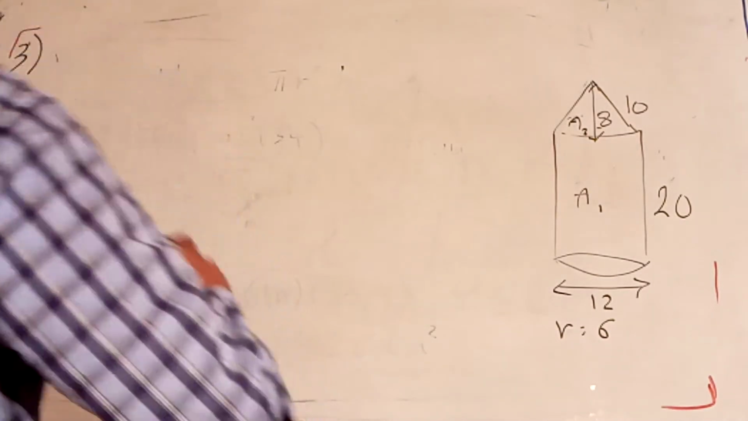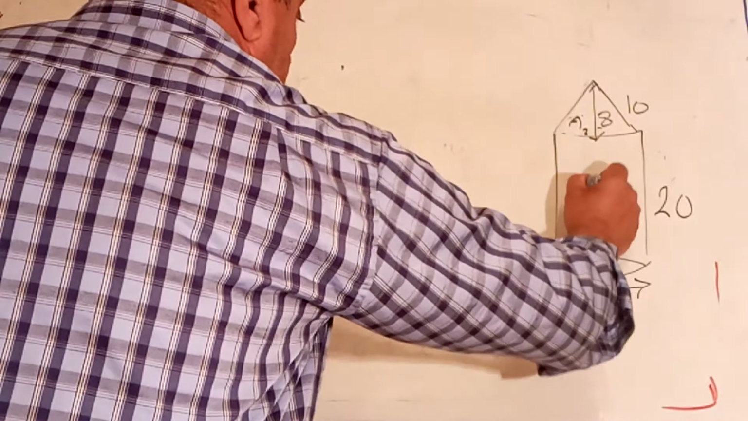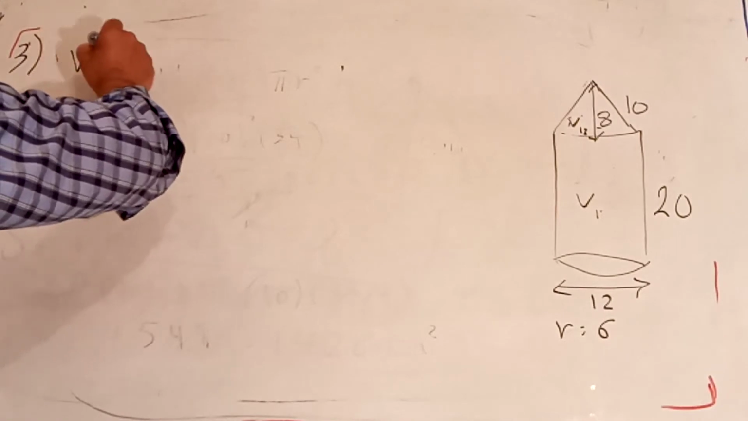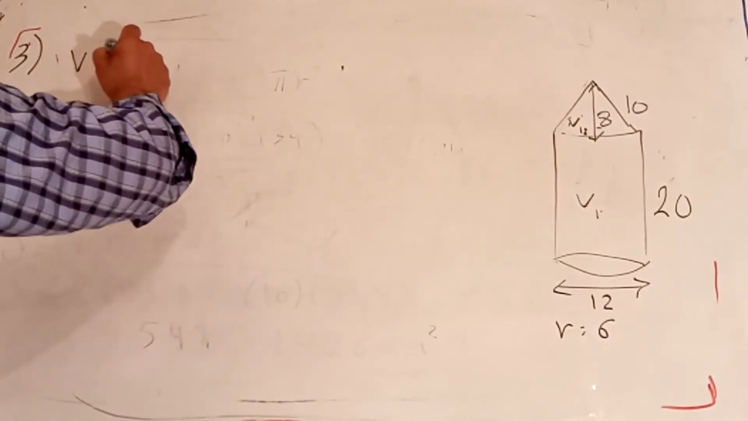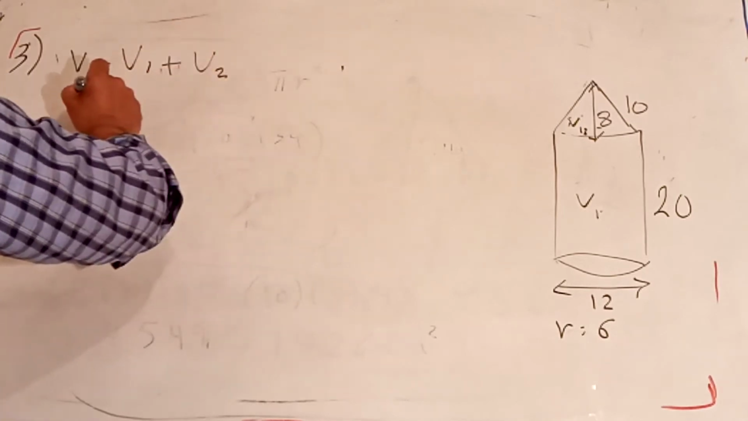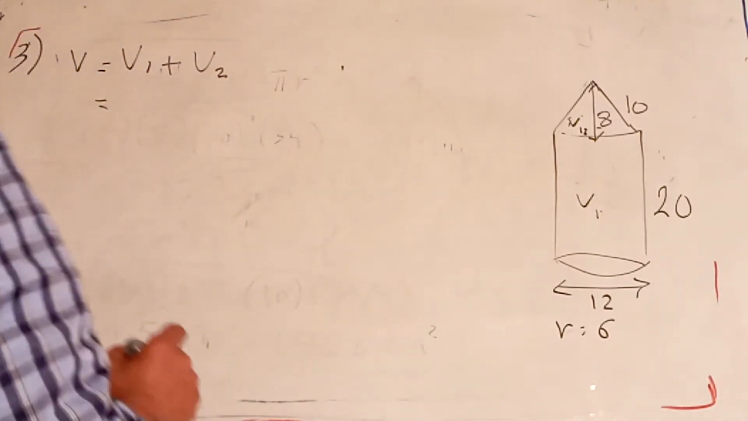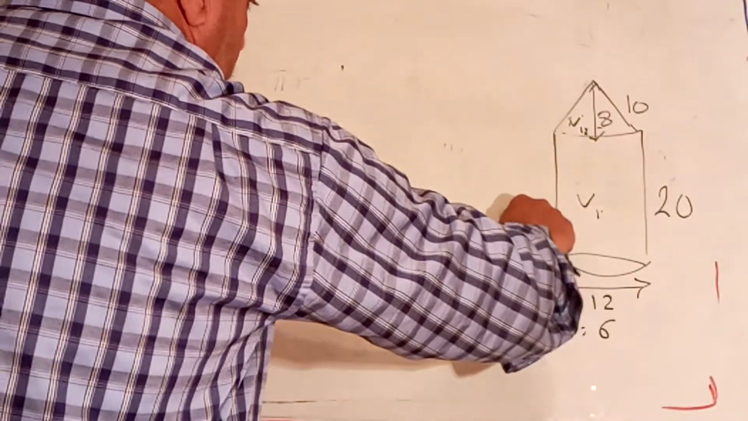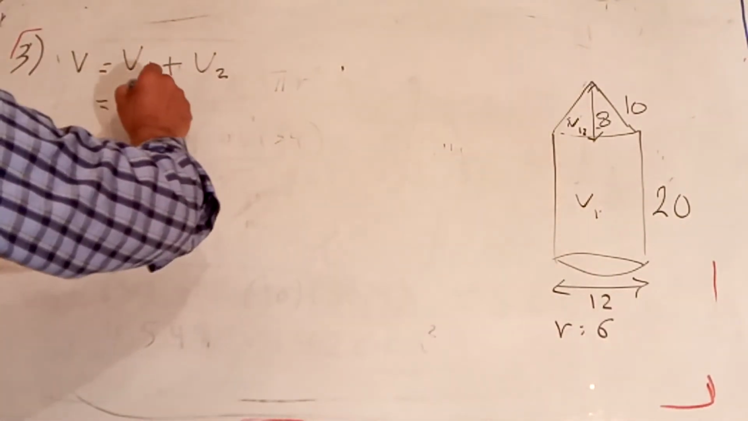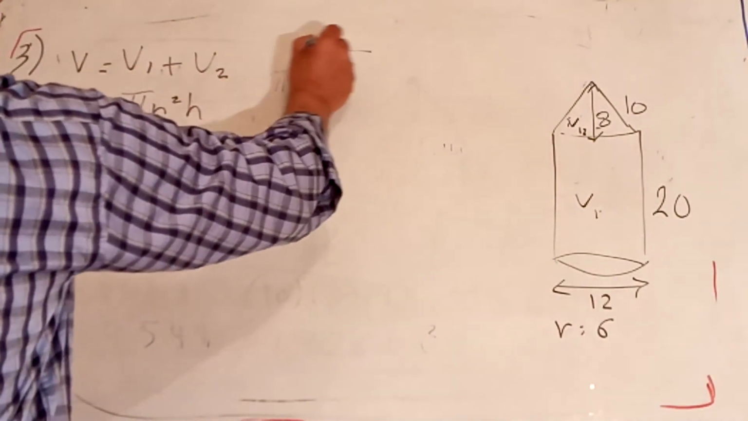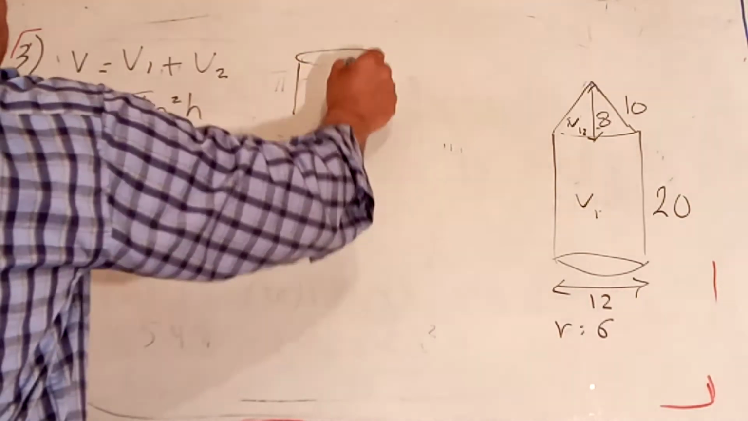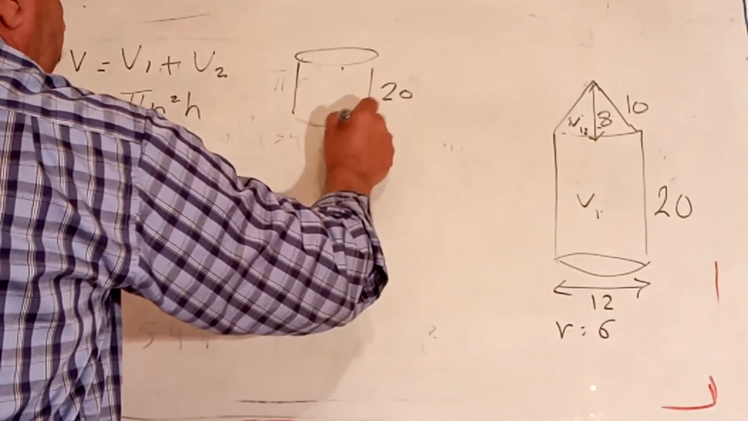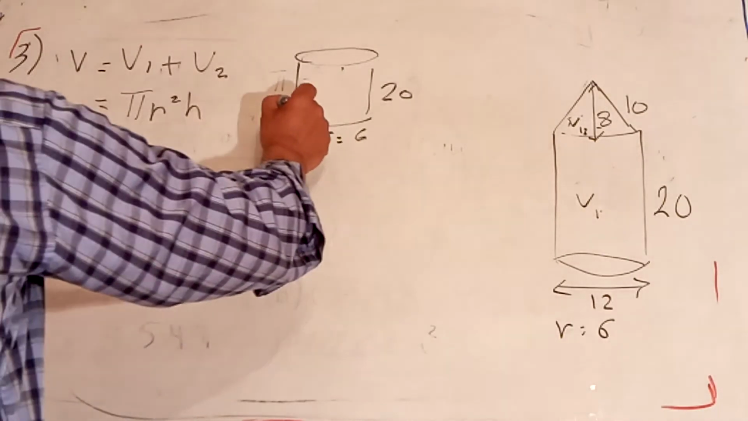The volume of the cylinder is volume 1, and the volume of the cone is volume 2. The total volume equals volume 1 plus volume 2. Volume 1 of the cylinder is the area of the base, which is pi r squared, multiplied by h. This is the cylinder here. This is 20. This is r equals 6. This is V1.